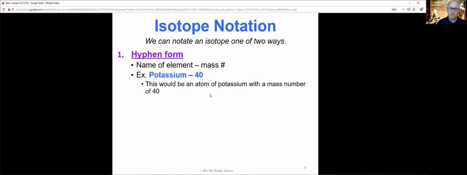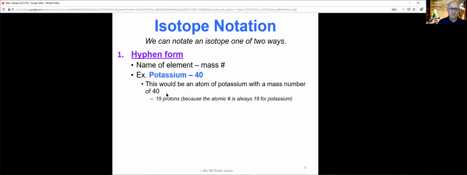This would be an atom of potassium with a mass number of 40. And if you looked on a periodic table of elements and went to potassium, which by the way is K, you might find that its mass on the periodic table is not 40. It might be less or more. What's on the periodic table is the most common isotope. And we'll look at that in just a couple minutes. So hyphen form, potassium-40.